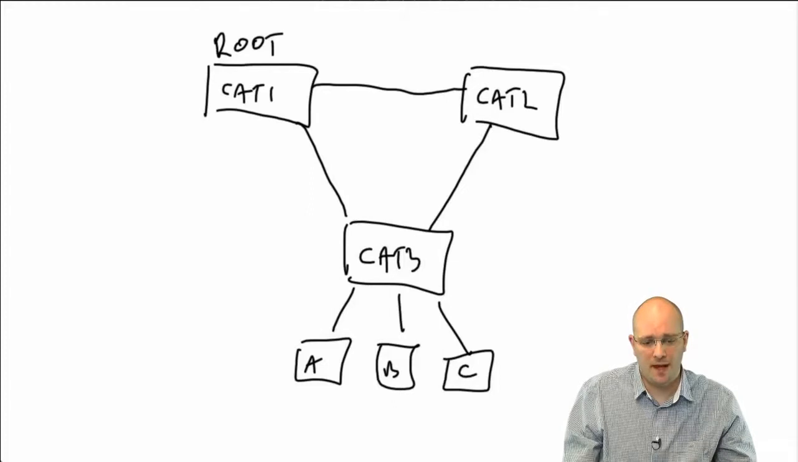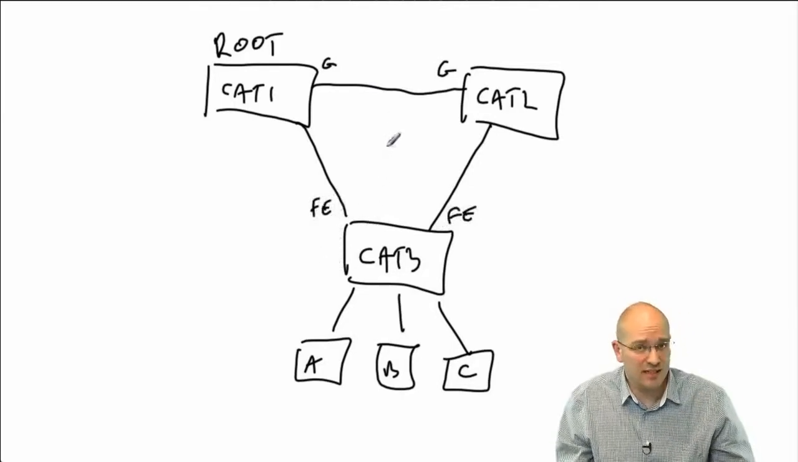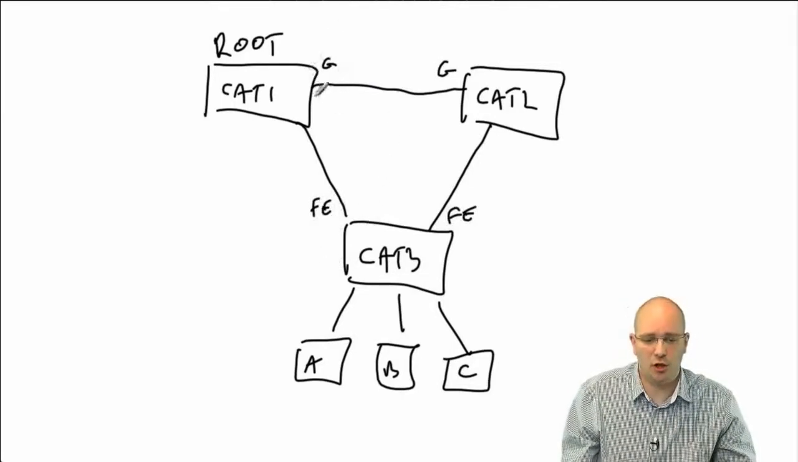Cat2 here has a gigabit link towards Cat1, and Cat1 has a gigabit link towards Cat2. These links are all Fast Ethernet. The resulting spanning tree topology would be that this will be a designated port, this will be a designated port, this will be a root port, this would be a designated port, this would be a blocking port, and this would be a root port.